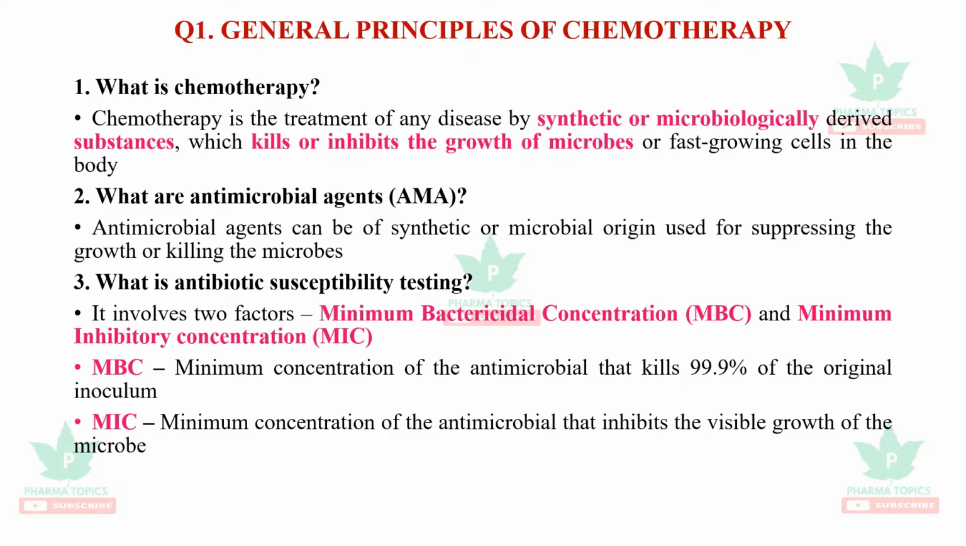What is antibiotic susceptibility testing? It involves two factors. One is minimum bactericidal concentration and the other is minimum inhibitory concentration. Minimum bactericidal concentration is the minimum concentration of the antimicrobial that kills 99% of the original inoculum. Minimum inhibitory concentration inhibits the visible growth of the microbe.